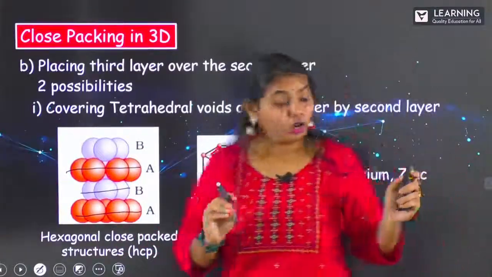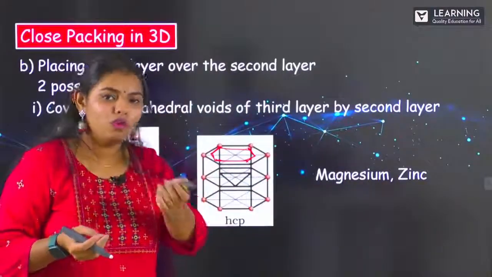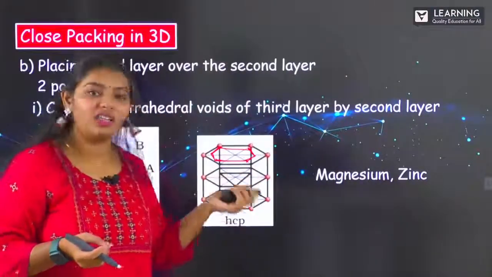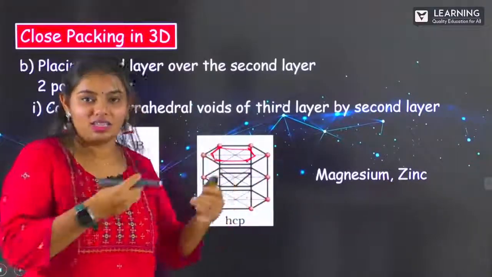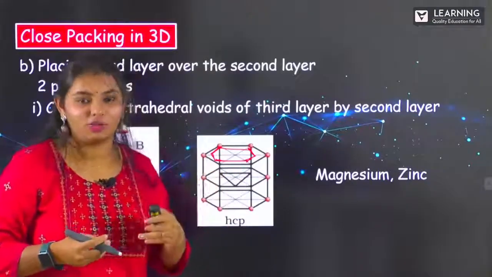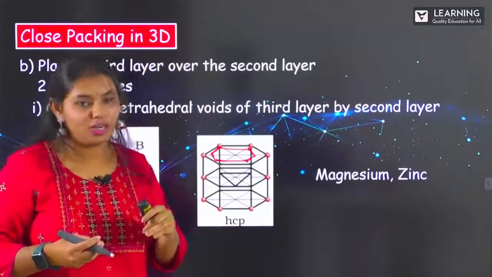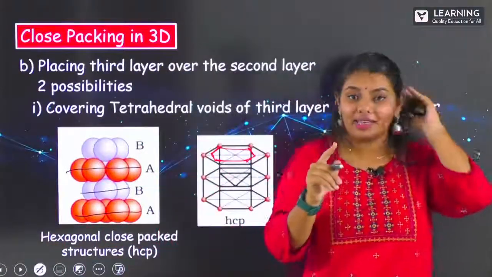Now this hexagonal close pack structure is usually found in a lot of crystalline solids. To name a few of them, it's magnesium and zinc. In magnesium and zinc crystal solids, this kind of close packed arrangement, that is hexagonal close pack arrangement, is found. This is your one possibility, that is covering the tetrahedral voids.